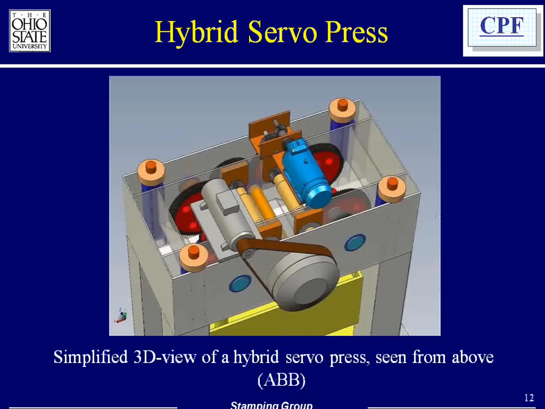And this so-called hybrid servo press looks schematically as you see in slide 12. Again, you have the flywheel, but in addition you have a servo motor, and when the clutch disengages, then the servo motor drives the rest of the ram.